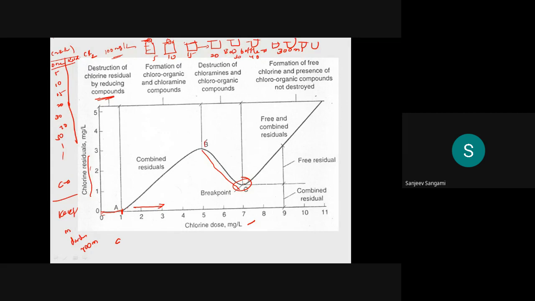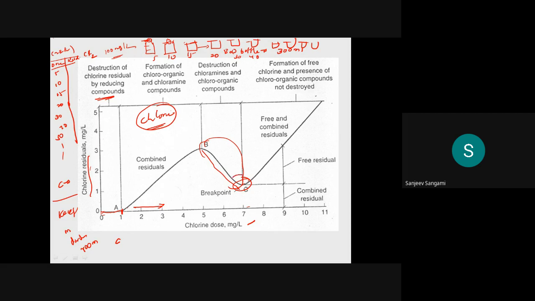Okay, the reaction starts from here, where the killing of all the pathogens is going to happen. And at some point, once it reaches this point, even if we increase the dose to 7 milligram per liter, what will happen is that once all the demand is completed, demand means normally we can call this the chlorine demand. Chlorine demand means the chlorine required to kill the pathogens.